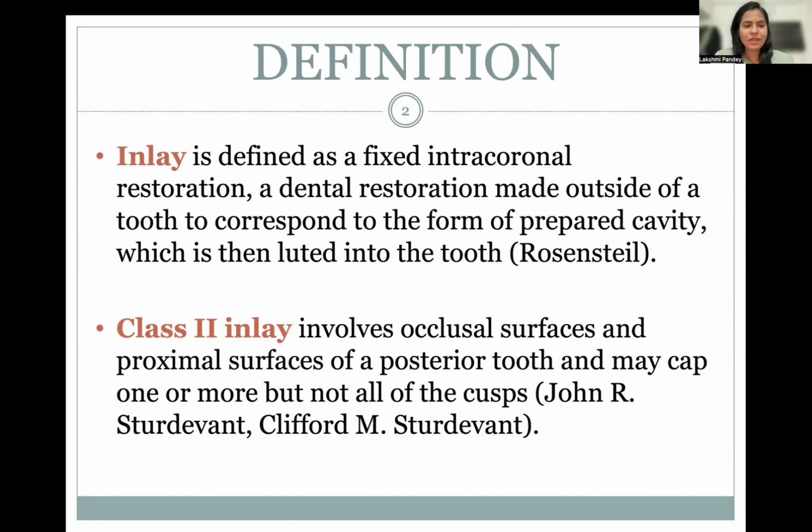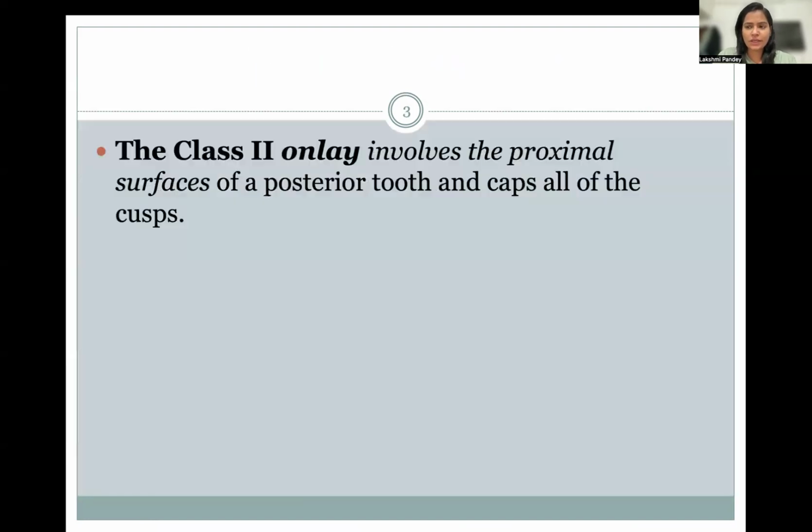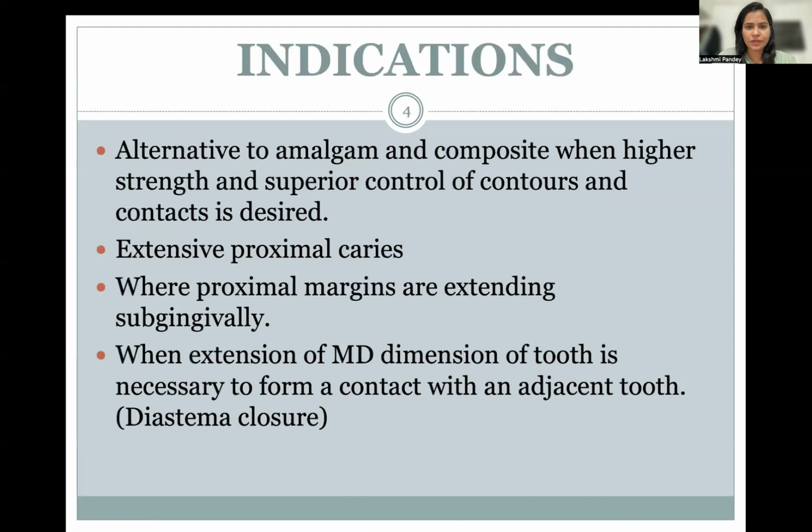First is inlay. Inlay is defined as a fixed intracoronal restoration, a dental restoration made outside of the tooth to correspond to the form of the prepared cavity, which is then luted in the tooth. It is given by Rosenstiel. Class 2 inlay involves the occlusal and proximal surfaces of a posterior tooth and may cap one or more, but not all of the cusps. And another one is class 2 onlay. It involves the proximal surfaces of a posterior tooth and caps all of the cusps.